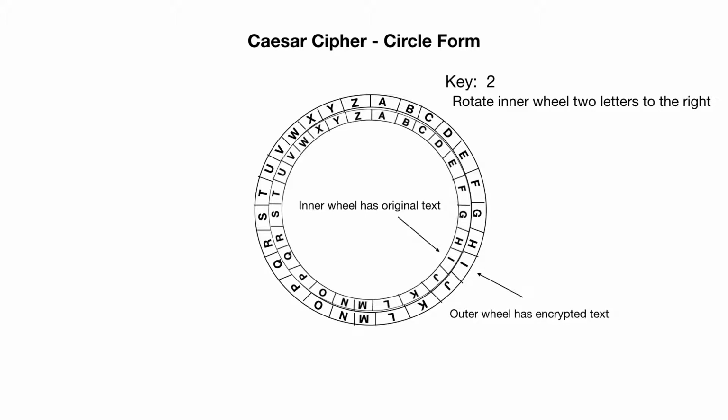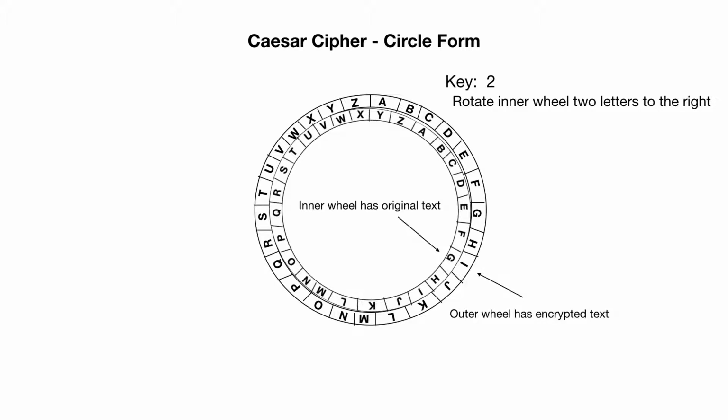And so the key would tell you how many letters to shift. So if my key is 2, I'm going to want to rotate that inner wheel to the right, 2 letters to the right. And then if I want to do an encryption, I would look at my inner wheel to get the letter, and then look across to the outer wheel to get the encrypted text. And then if I wanted to decrypt, I would look at the letter I have in my already encrypted, coded up text, and then I would look to the inner wheel to see how to decrypt that letter.